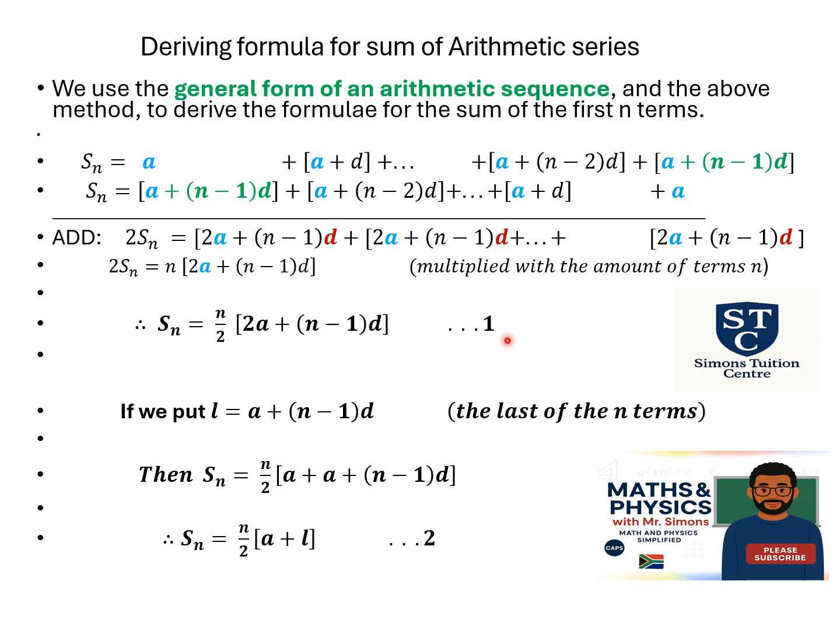Now we can also say if we put L equal to a plus n minus 1 times d as the last term, then instead of writing a plus n minus 1 times d, we put it as L. Then Sn would equal n over 2 times 2a, which is a plus a, plus n minus 1 times d. So a plus n minus 1 times d there, you see, represents L. Therefore, Sn equals n over 2 times a plus L. Right? I hope you followed what I've explained, right?